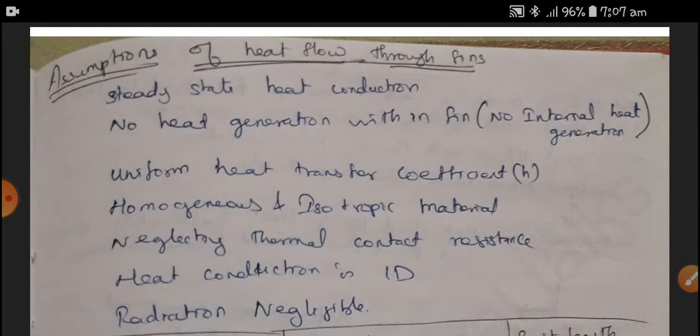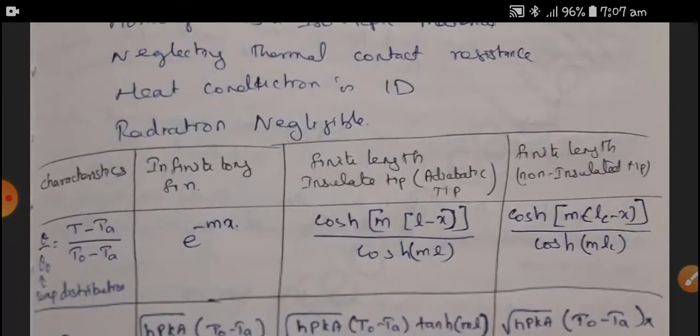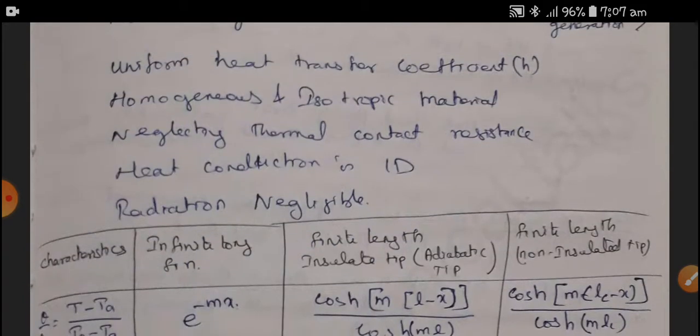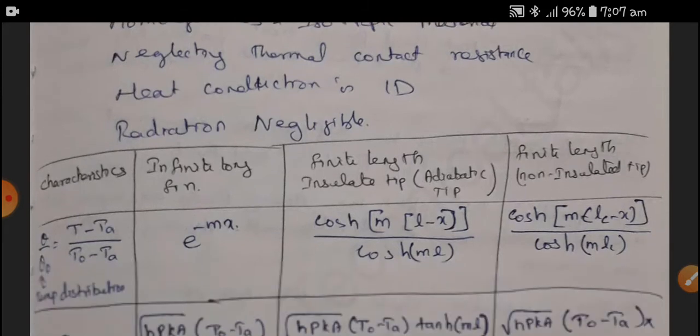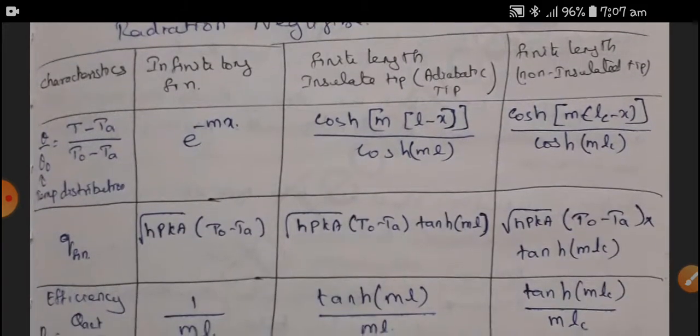And generally the fins are characterized by three types. One is infinitely long fins, finite length with insulated tip, that is adiabatic tip, and finite length with non-insulated tip. For these, the temperature distribution, slope, heat conductivity, efficiency, effectiveness, all the things I have given here.